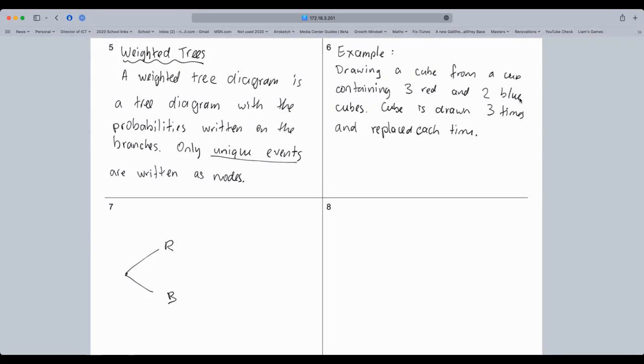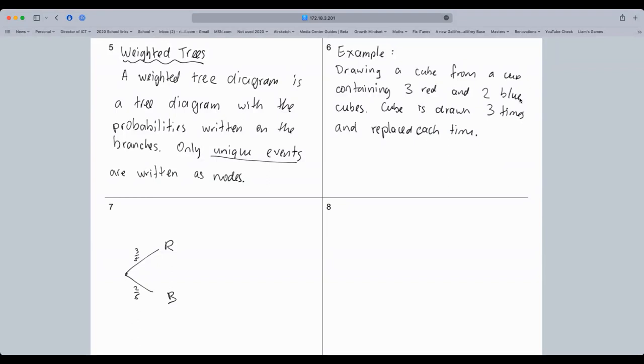To illustrate the weighting on the branch, we put the probabilities. So what's the chance of getting red? 3 in 5. Now you could write that as a decimal 0.6 or 60% as well. The chance of getting blue is 2 in 5. I frequently find, however, that fractions are probably the most convenient way to write them, because it's just like, how many ways? 3 out of how many cubes? 5. 3/5. It's easier, I think.